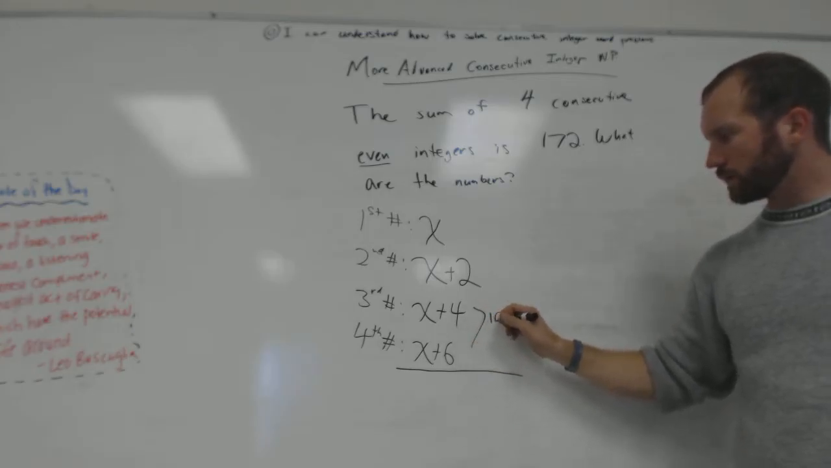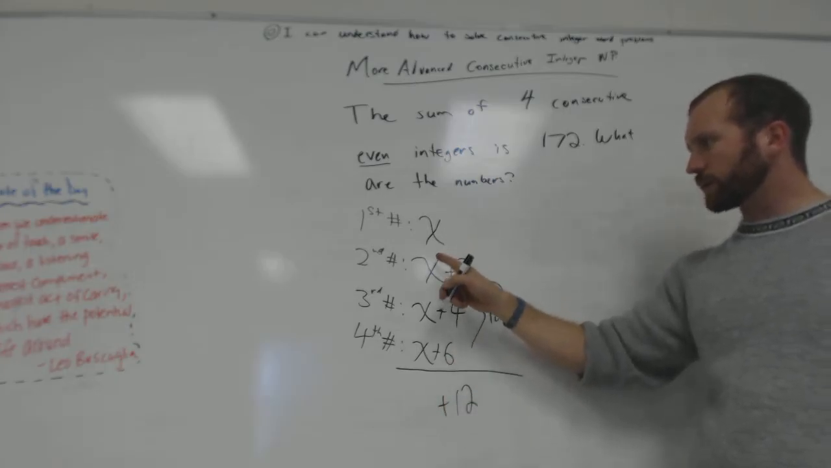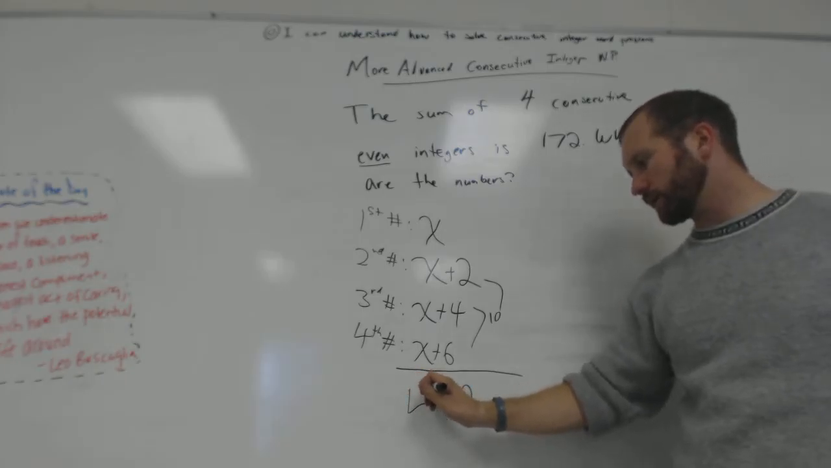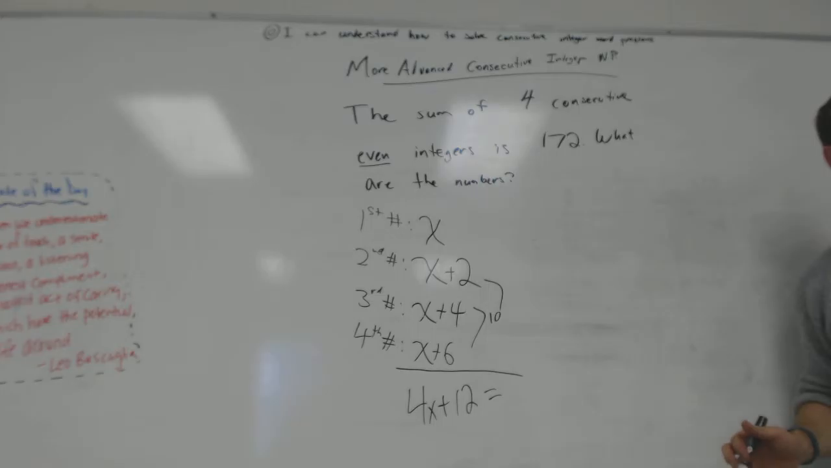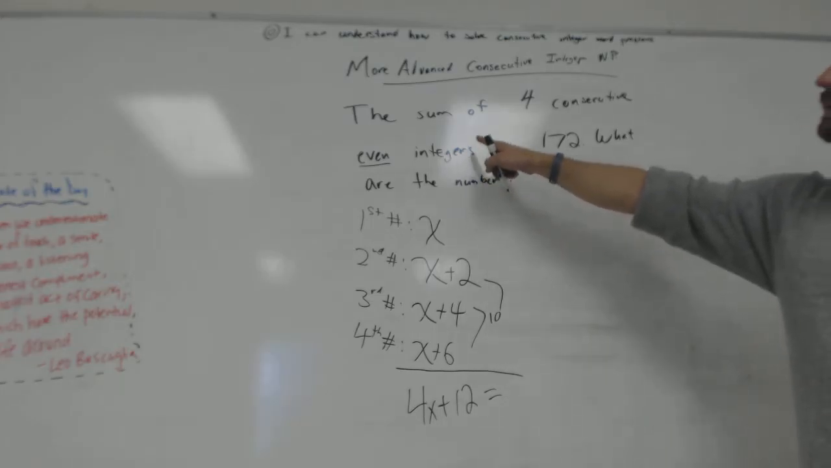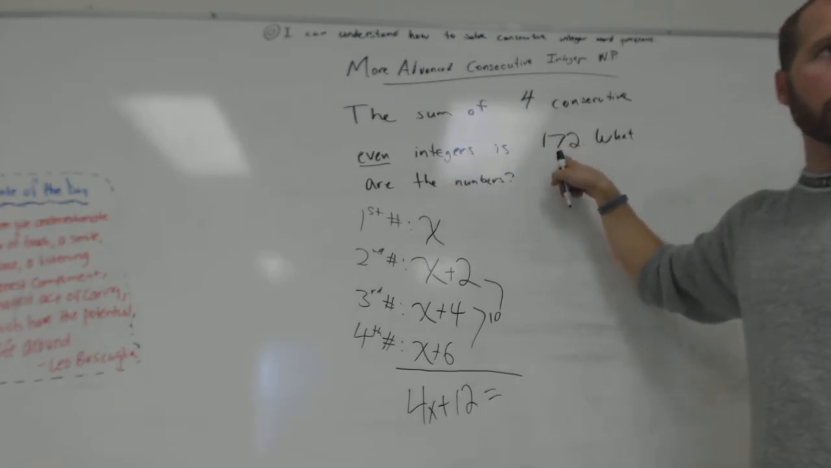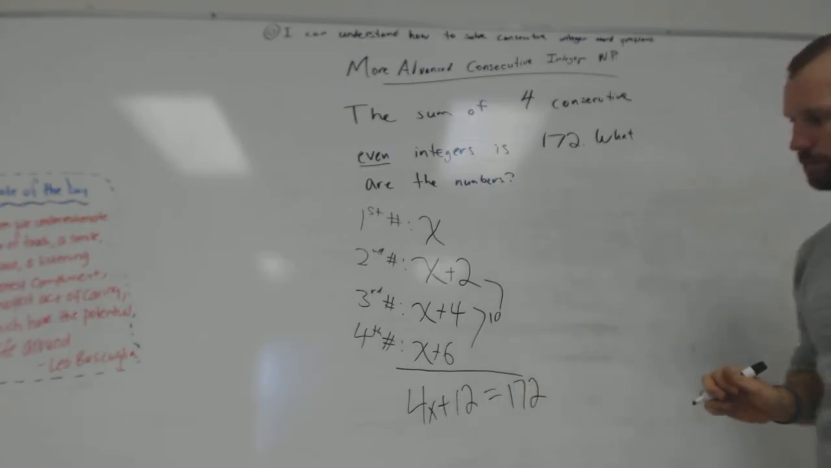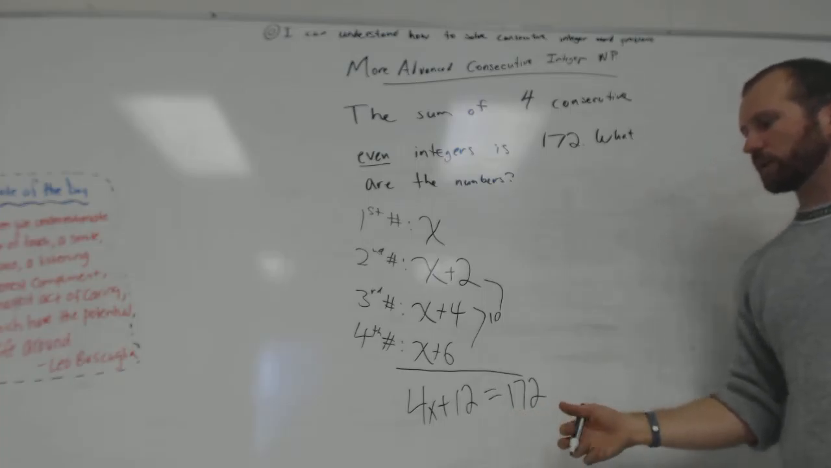10, 12. What is x plus x plus x plus x? 4x. The sum is what? 4x plus 12. The sum of 4 consecutive even integers is 4x plus 12 equals 172. Okay, the sum of those numbers is 172.